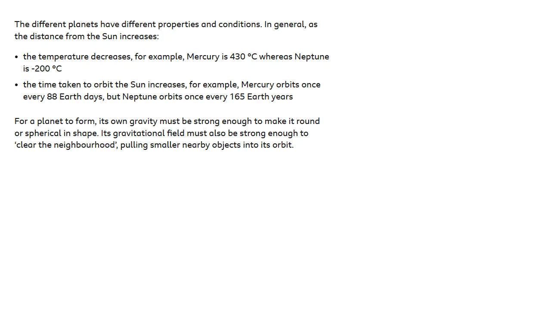For a planet to form, its own gravity must be strong enough to make it round or spherical in shape. Its gravitational field must also be strong enough to clear the neighborhood, pulling smaller nearby objects into its orbit.